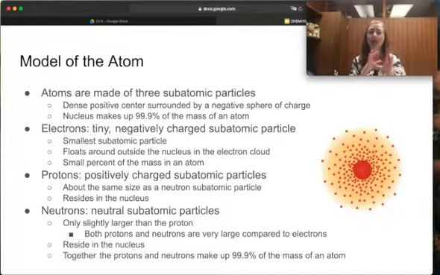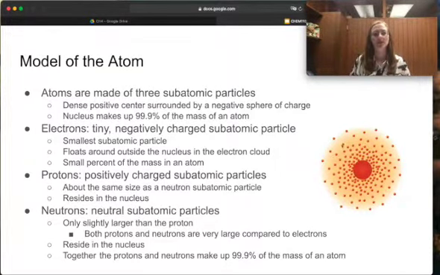So remembering that atoms are made up of that dense sphere of positive charge, all the positive charges in the center with most of the mass, and then around the outside we have the electrons floating around in what we might call the electron cloud. So, a cloud of electrons floating around the outside. Again, the nucleus makes up 99.9% of the mass of the atom. Only 0.1% of the mass of the atom can be contributed to these electrons all around the outside.